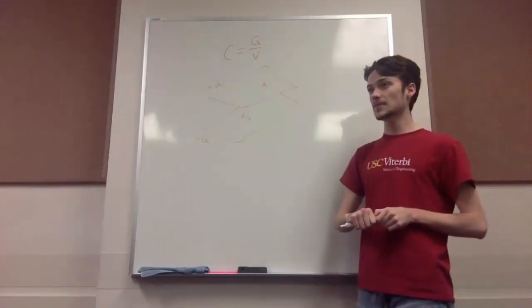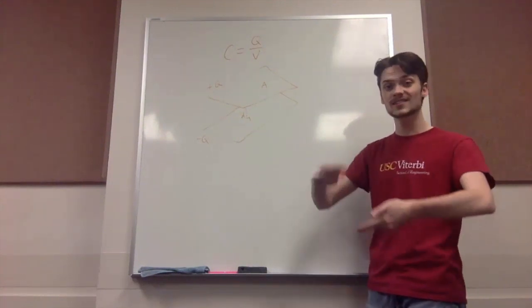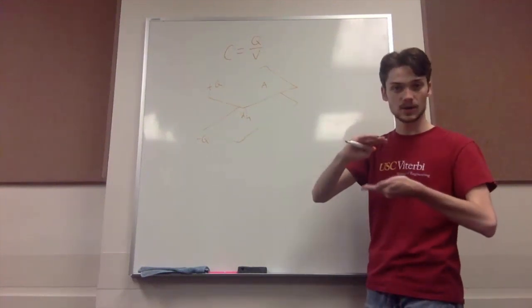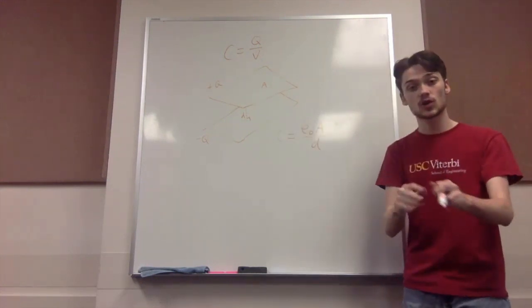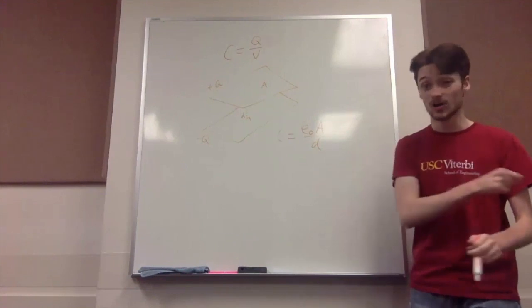The most common type of capacitor that we are going to run into is a capacitor with two charged plates placed some distance apart from one another. The general equation for capacitance in a capacitor of this type is epsilon naught times A, all divided by D.